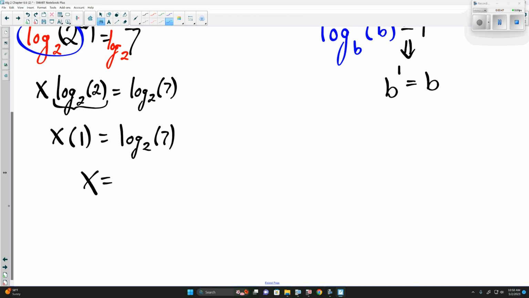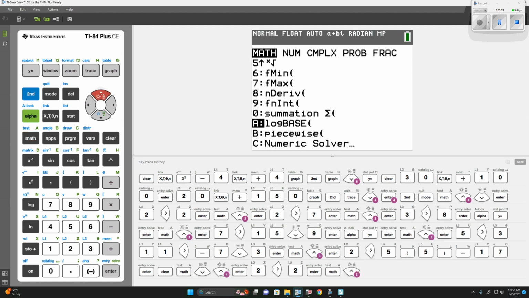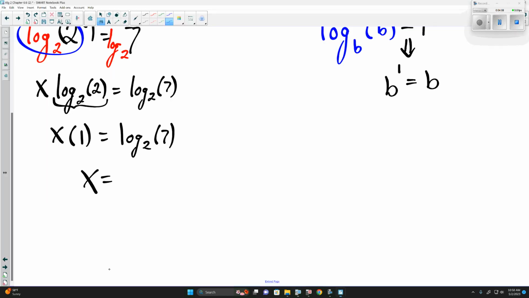So it's based off the number that we have with the variable. Now at this point here, we just need to evaluate log base 2 of 7. Now there's two ways to do it. One, we can go in the graphing calculator, math, log base 2 of 7, which is this here. We'll round to the third decimal place, so 2.807.